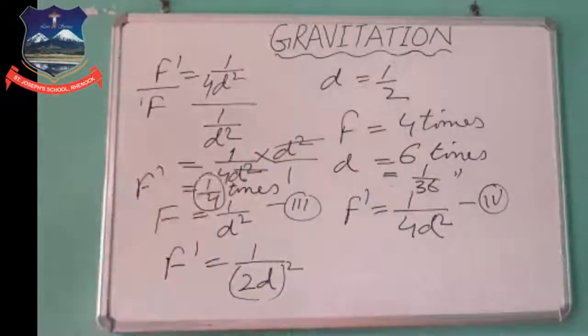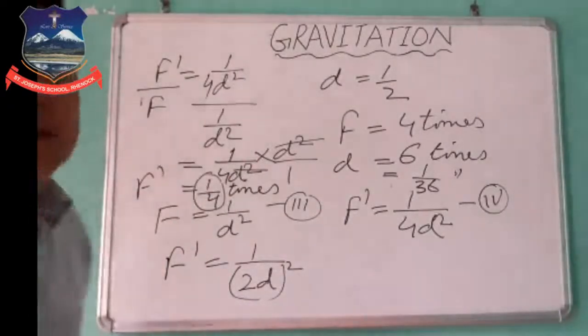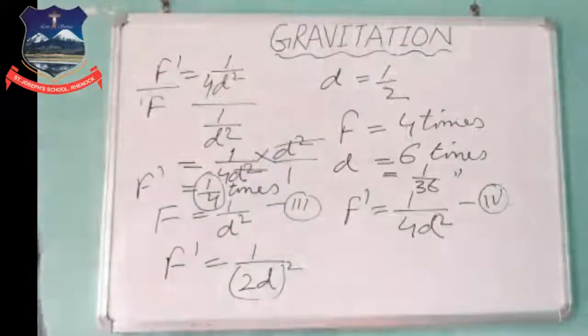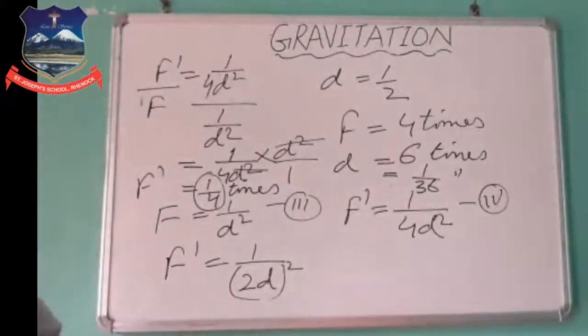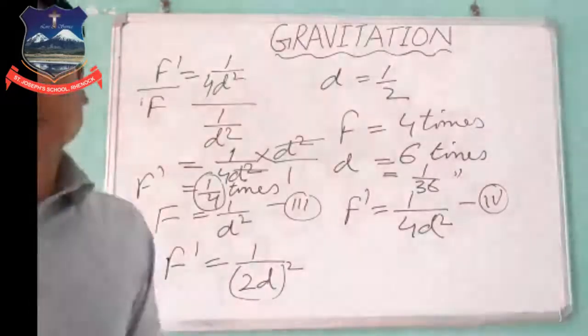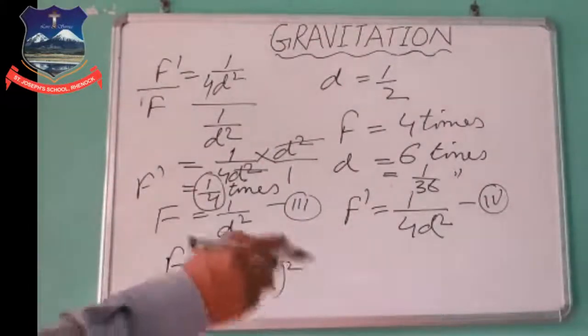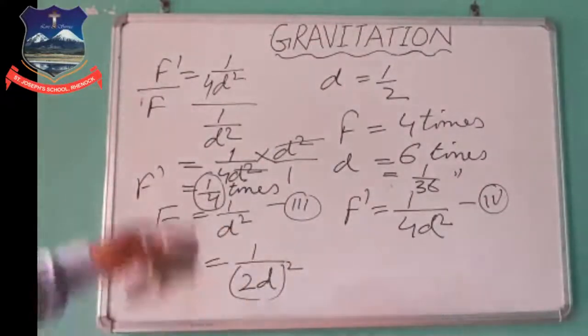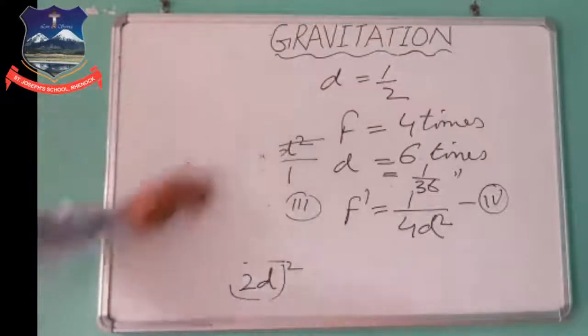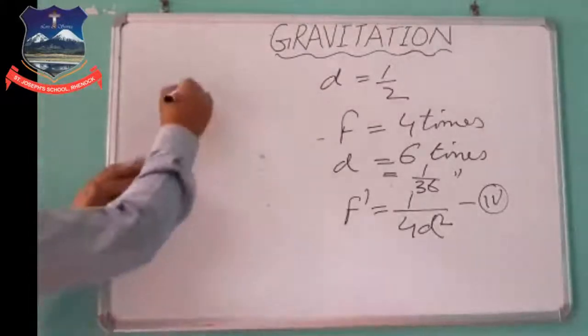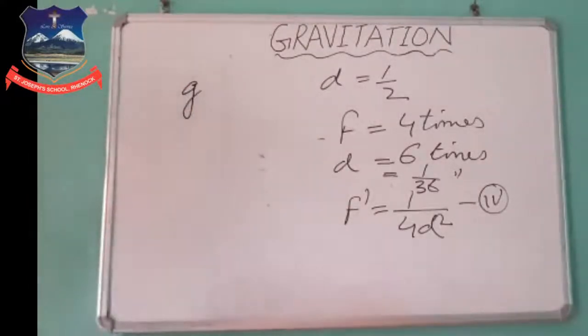Okay, now the next point, the application, that is the uses of Newton's law of gravitation. On what purpose is Newton's law of gravitation useful? Number one, it is used to find the value of small g, that is acceleration due to gravity. Newton's law of gravitation is very useful to find the value of acceleration due to gravity.